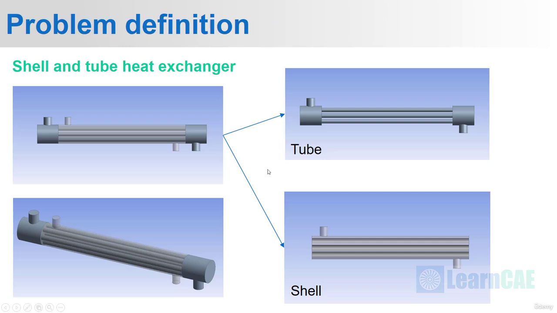Okay, with this information we shall go ahead to the problem definition. You can see the CAD model here. The shell and tube are separately shown here. This problem will have two domains. One is the shell domain and the other one is the tube domain. We shall give corresponding interfaces at the common regions.